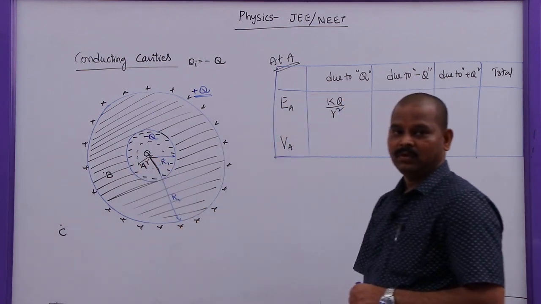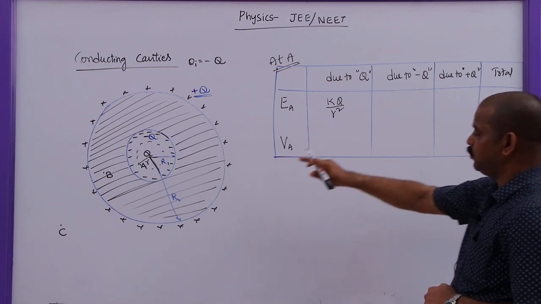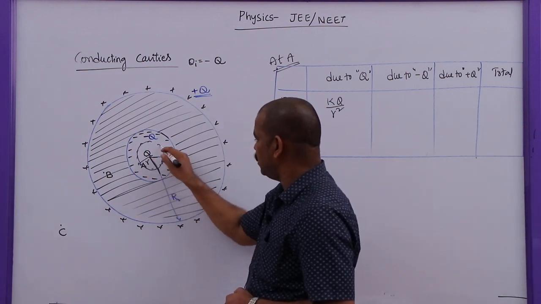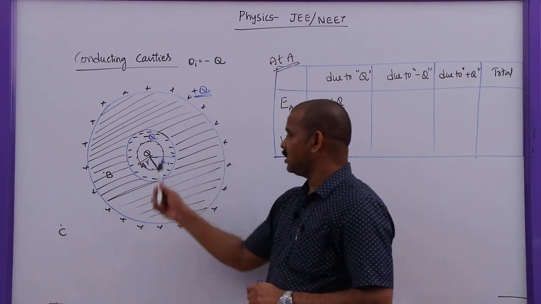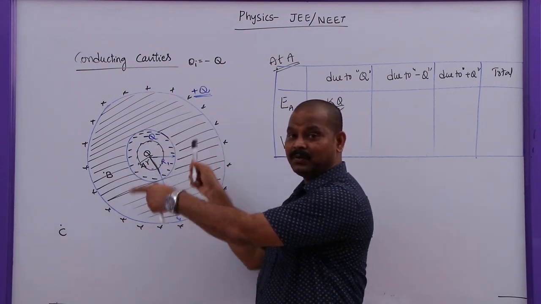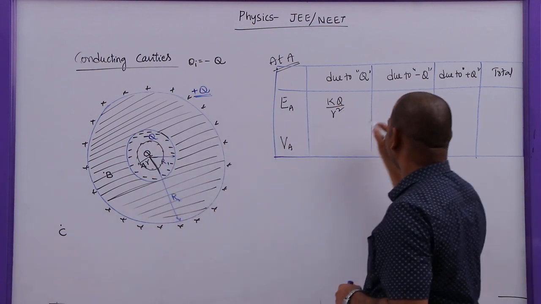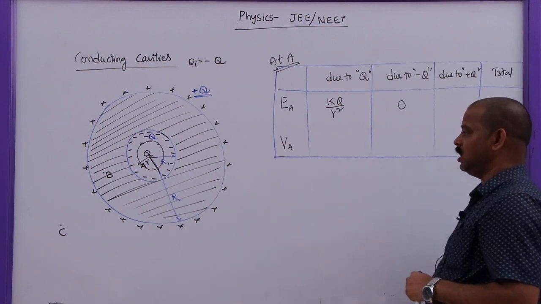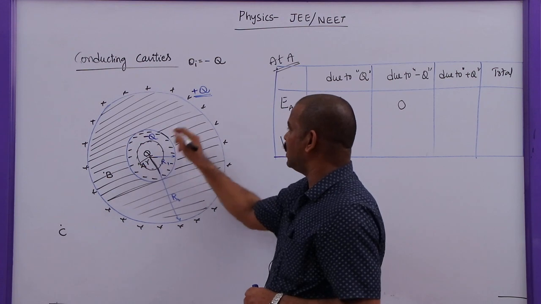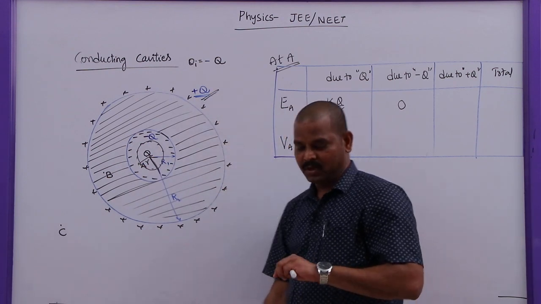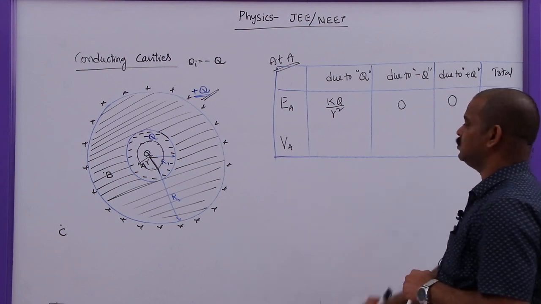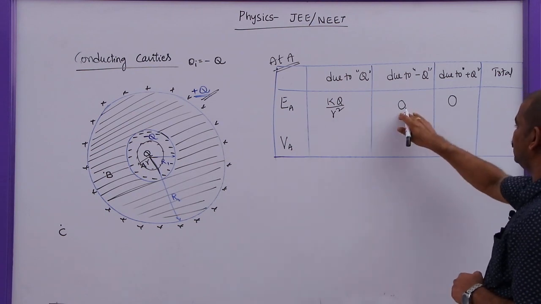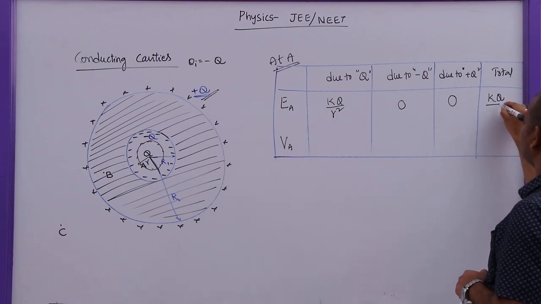So this is R. Next, what is the electric field at point A due to the negative charge? Remember students, when we are drawing a Gaussian surface, this Gaussian surface is not enclosing the negative charge induced on the inner surface of the sphere. So when it is not enclosing, the electric field due to the negative charge will be 0. Similarly, the same Gaussian surface is not enclosing the charge on the outer surface of the sphere. So here also the electric field due to the positive charge will be 0. So what is the total electric field at point A due to all these three charges? This plus this plus this, which is given by KQ by R square.